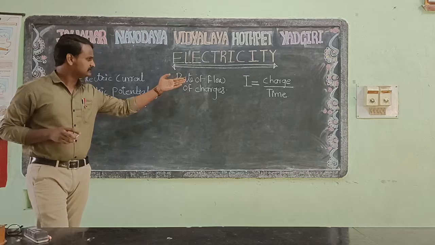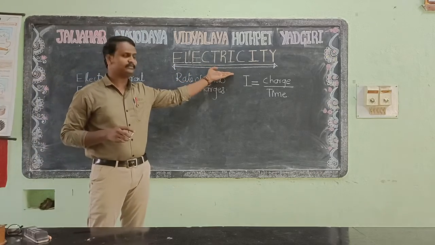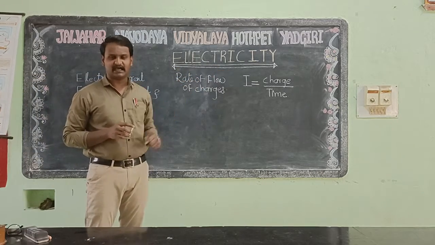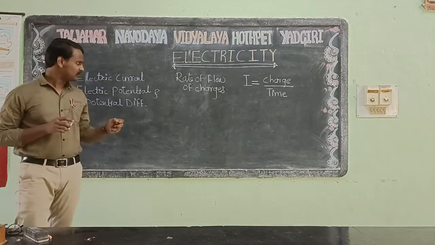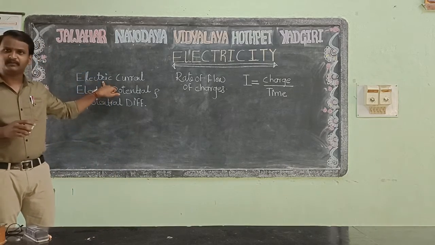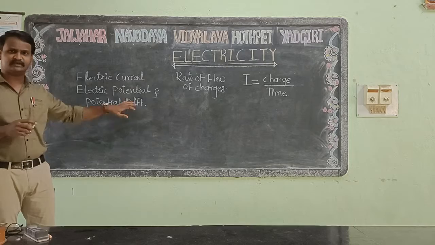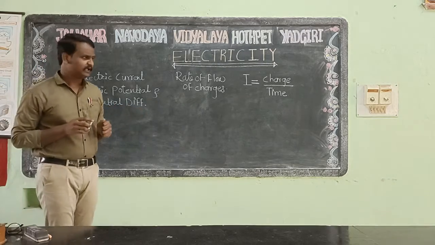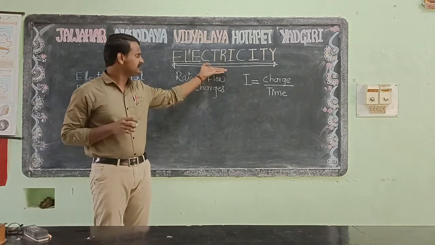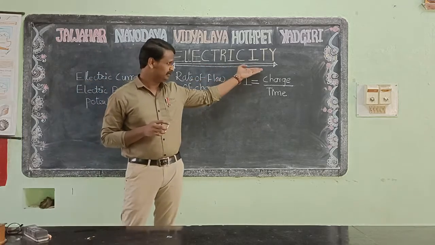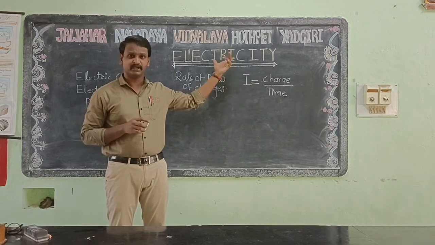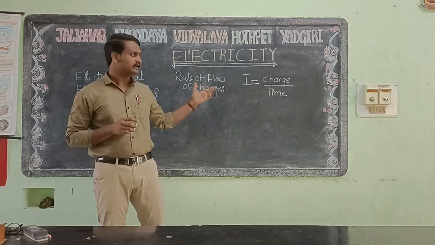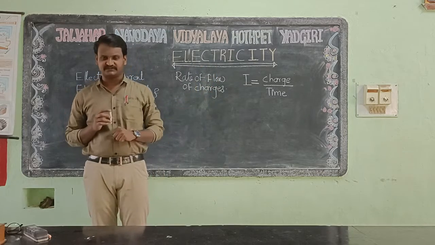Today we are going to look at the chapter Electricity of the 10th class. In this part we are going to see what is electric current, electric potential and potential difference, and Ohm's law. Okay. Now all the things which we use every day run on electricity, and just consider it as the rate of flow of charges.